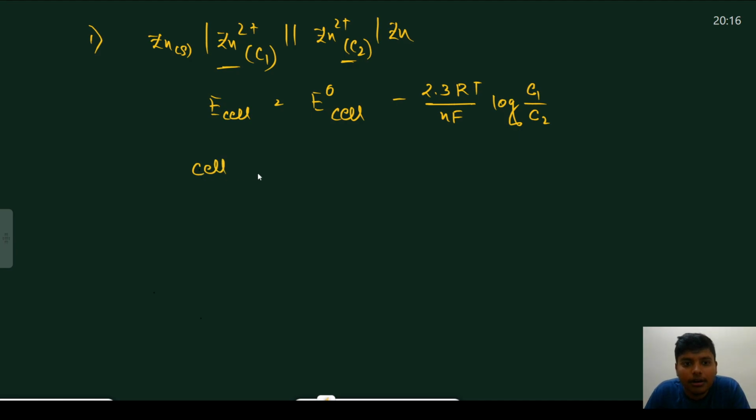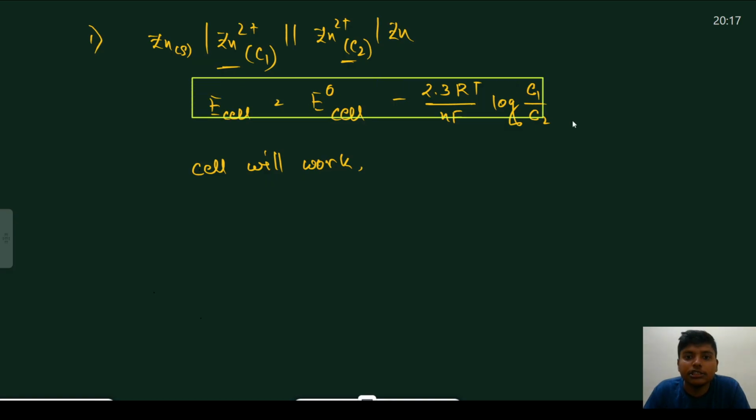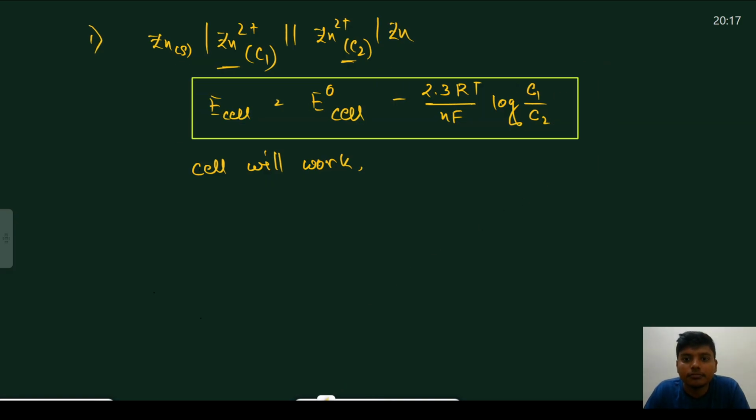Tell me, when will this cell work? When there is different concentration, that I understood. But when will the electrons go from this side to this side, giving a potential difference? By seeing this equation, tell me when this is possible. When, only and only when, C2 is greater than C1, yes or no?